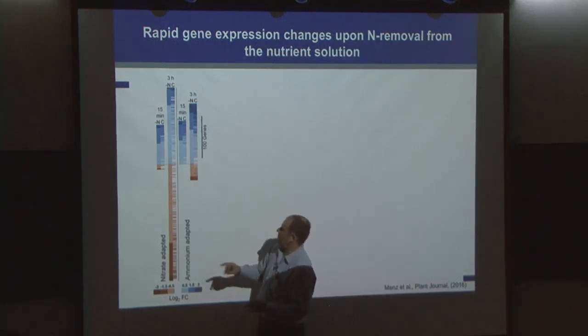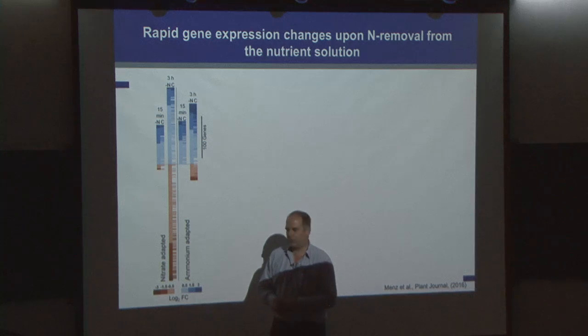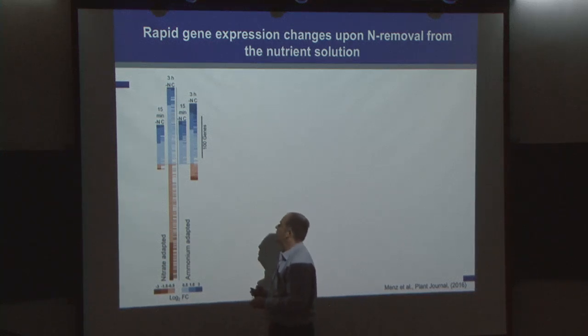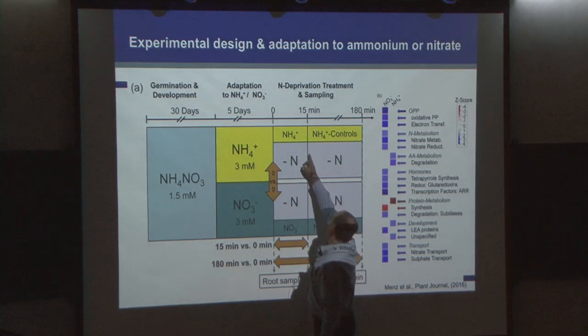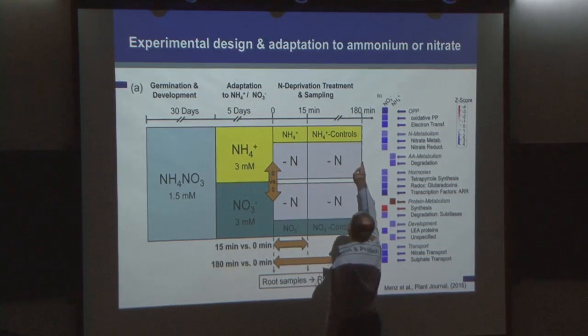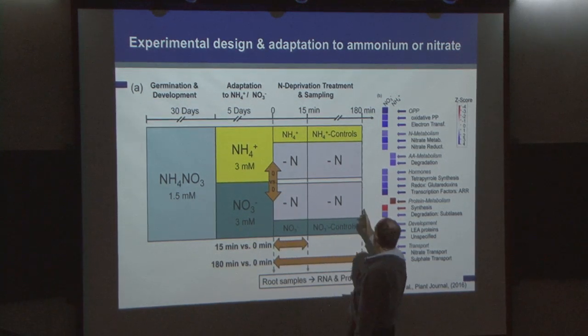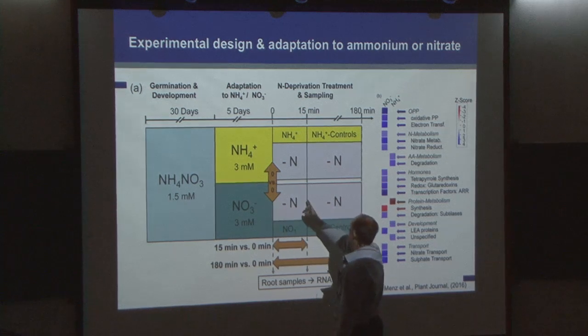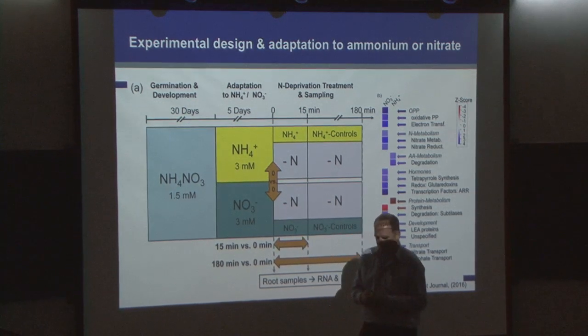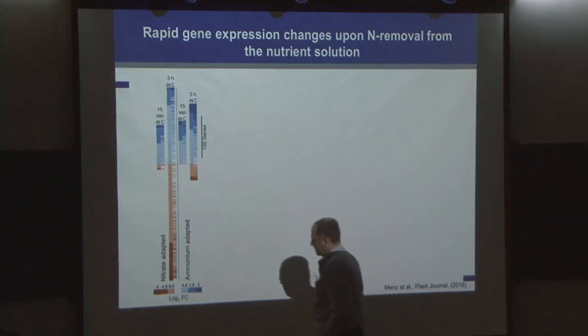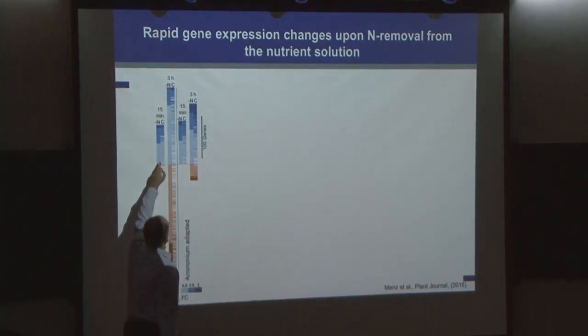Okay, and you see, well, what do you see? We have now 4 different situations. And the 4 different situations are these: 15 minutes compared to 0, 3 hours compared to 0, or here, 3 hours compared to this situation, and 15 minutes compared to this. These are the differences that we look at. So this is 15 minutes minus a certain nitrate adapted, minus nitrate.